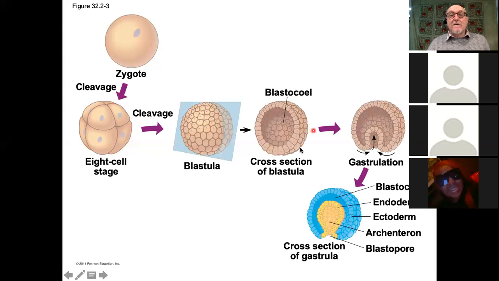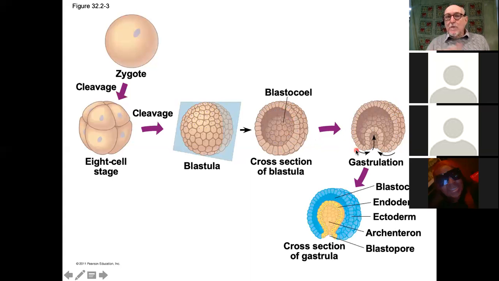And here it is. This is the blastula here. This hollow in the middle is called the blastocoele. So the blastula has this layer here, single cells. And this is the process of gastrulation.